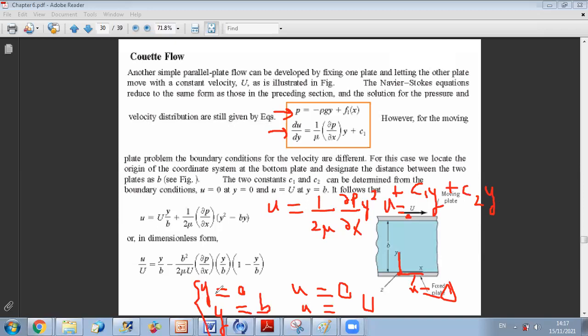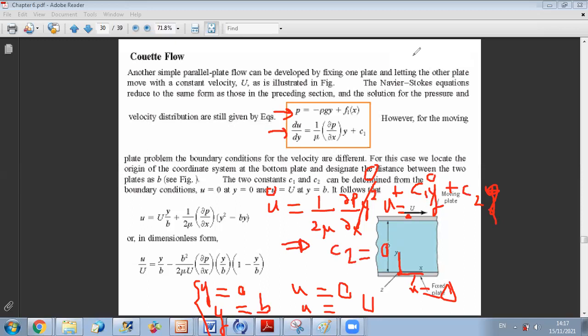So let us start with the first one. For y equals 0, u equals 0. So this will give us that C2 is 0. Okay, so first here C2 is 0. Now we still have to get C1.